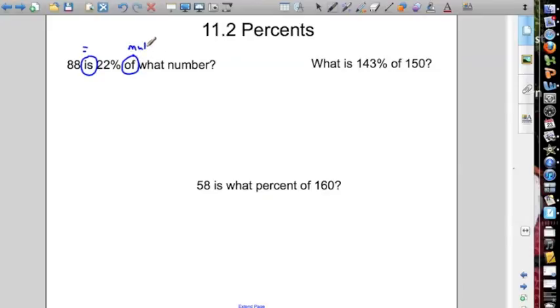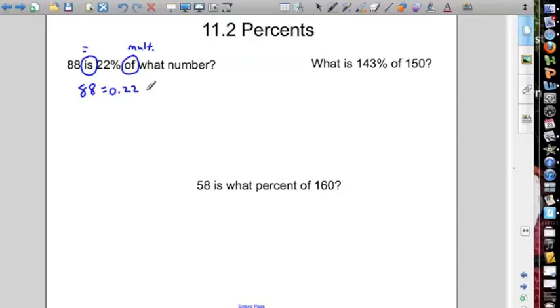Whenever you see that word of in these problems involving percents, we're going to think of multiplying. So it says 88 is, so 88 equals. Now it says 22%. Remember that whenever we work with 22% in an equation, we don't want to write out the symbol of percent. And 22% is different than just 22. So we want to change from percent notation to decimal notation. To do that, we move the decimal from where it's at now, right here, two places to the left. And so 22% as a decimal is 0.22.